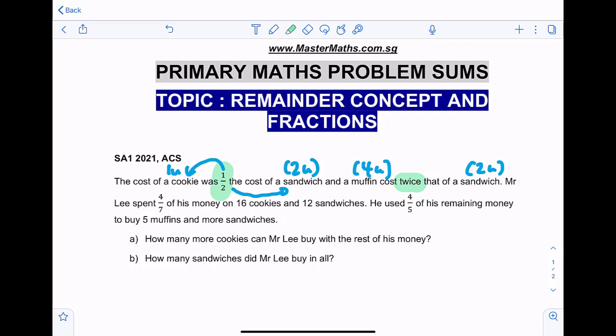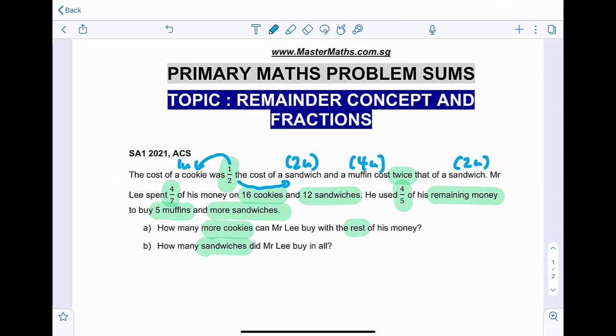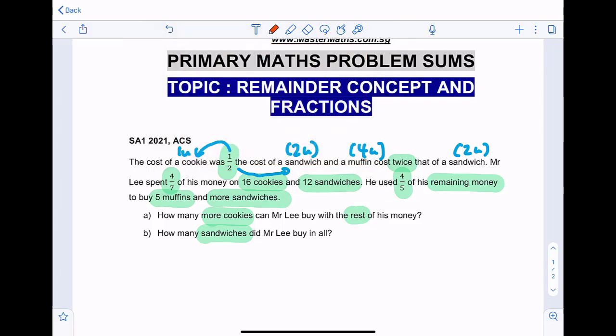Now, Mr. Lee spent 4/7 of his money on 16 cookies and 12 sandwiches. So 16 cookies will actually cost him 16 units of money. 12 sandwiches will cost him 12 times 2, 24 units of money. Now, he used 4/5 of his remaining money to buy 5 muffins and more sandwiches. How many more cookies can Mr. Lee buy with the rest of his money? Part A. Part B, how many sandwiches did Mr. Lee buy in all?